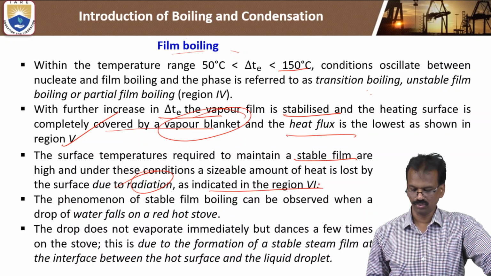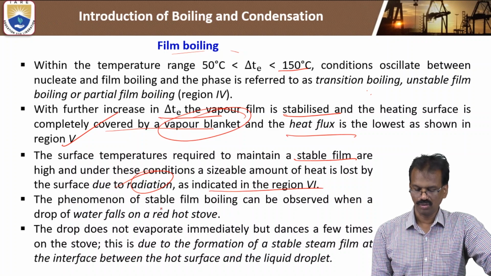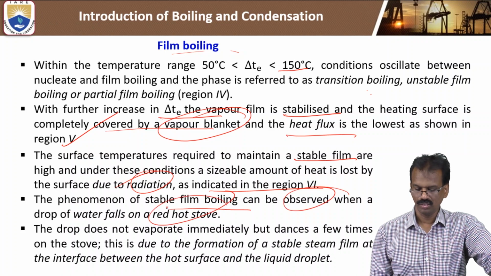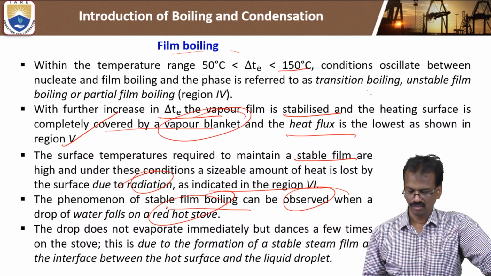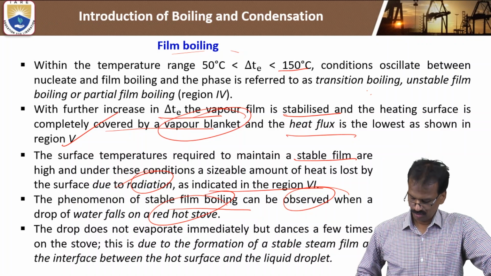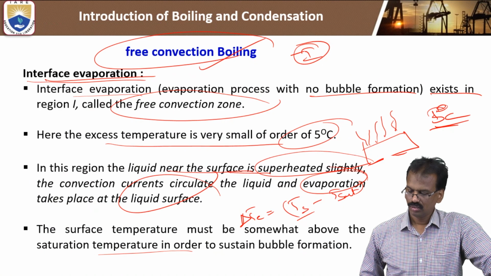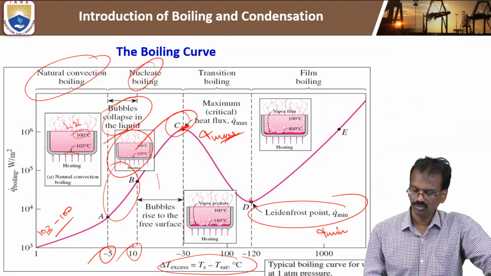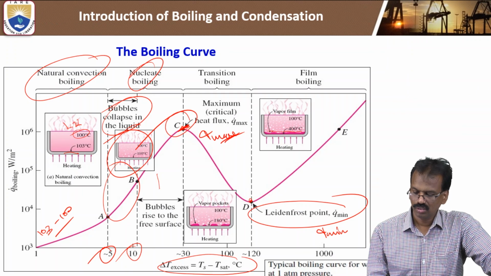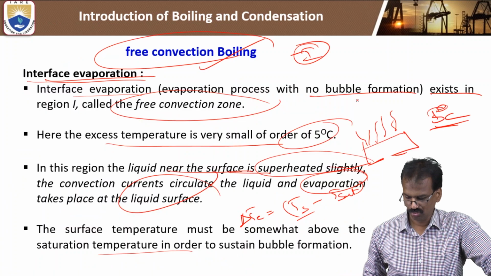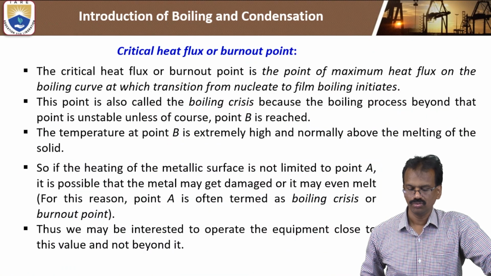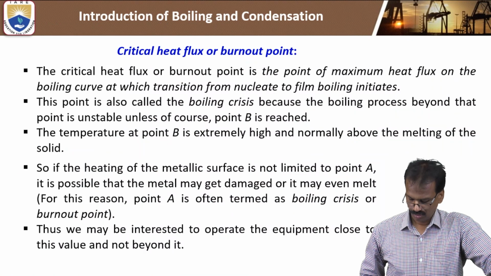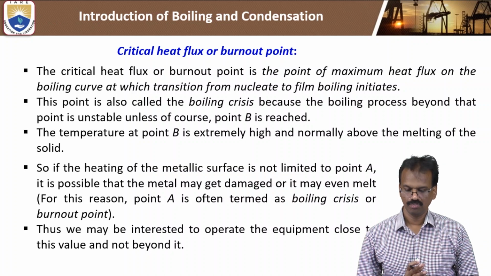You'll see in the fourth region, this phenomenon of the stable film region can be observed when a drop of water falls on a red hot stove. This is the example. In this way, in this area, automatically due to the radiation process, the heat transfer rate will increase. It means the heat flux is increased rapidly and continuously. So these are the three phases of the boiling curve.